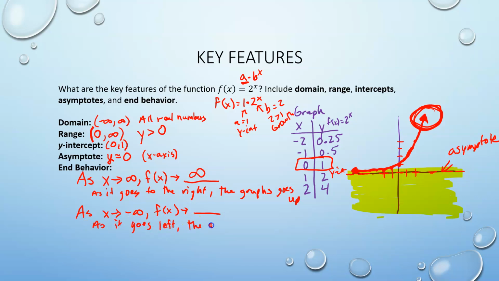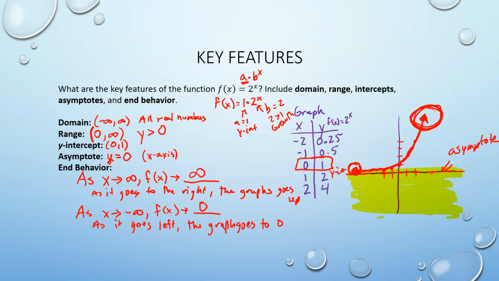The graph goes, when it goes left forever, this arrow, it doesn't keep going up forever. It doesn't keep going down forever. It goes right along that x-axis. Remember, we said it never touches it, but it gets closer and closer and closer. It actually goes to 0.